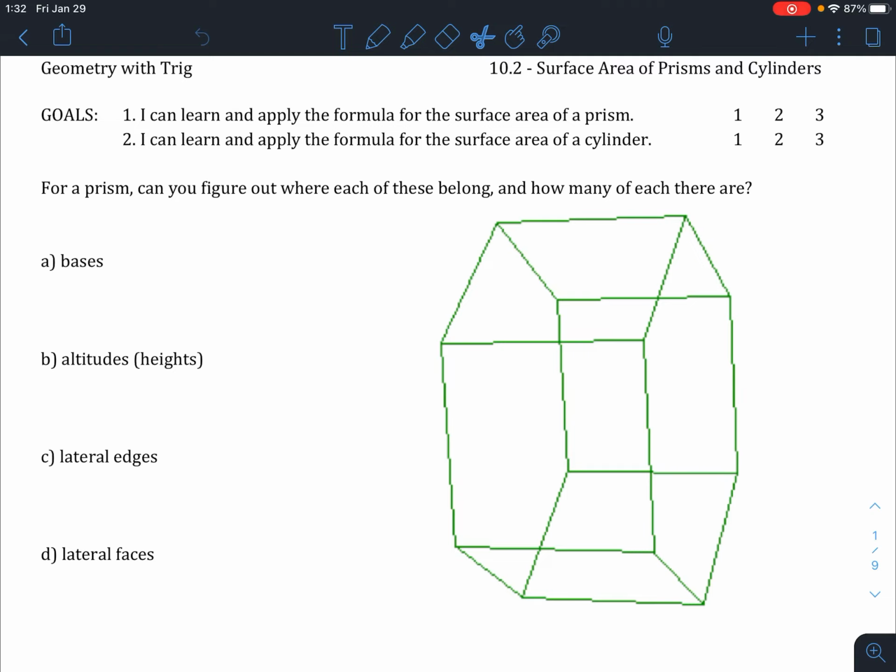First of all, it should be obvious that this is a hexagonal prism. Okay, why is it a hexagonal prism? Because you can tell every non-rectangle is a hexagon.